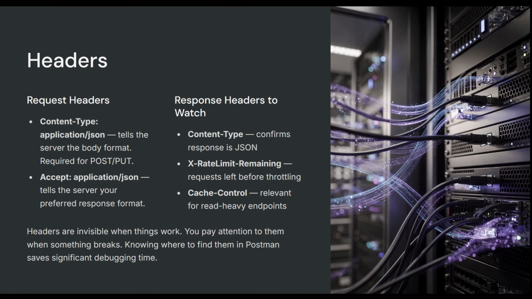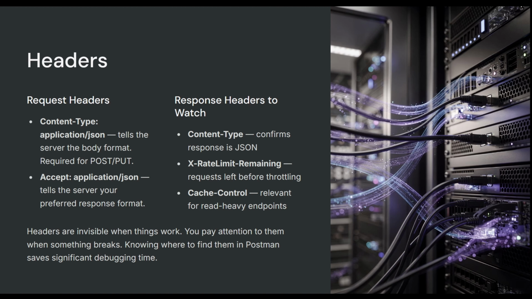Headers carry metadata about the request and the response. You have already seen two important ones. Content-Type: application/json, which tells the server what format the body is in. This is required for POST and PUT requests with a JSON body. Also, there's Accept: application/json, which tells the server what format you want the response in. Most REST APIs default to JSON, but specifying it is safer and clearer.